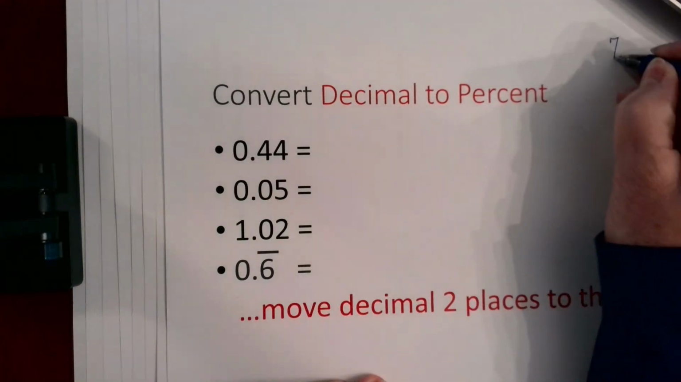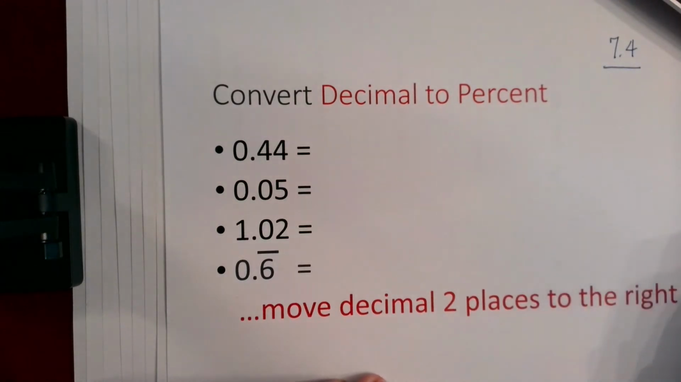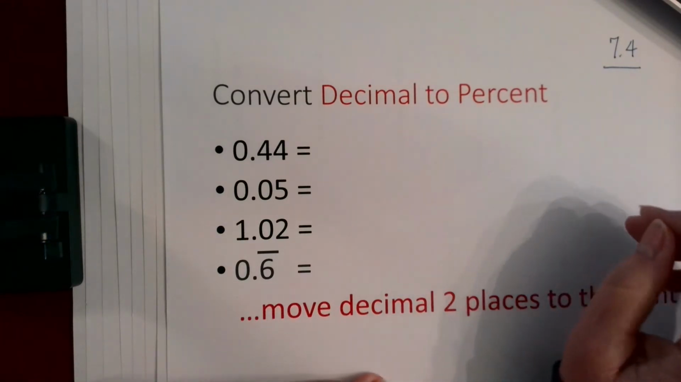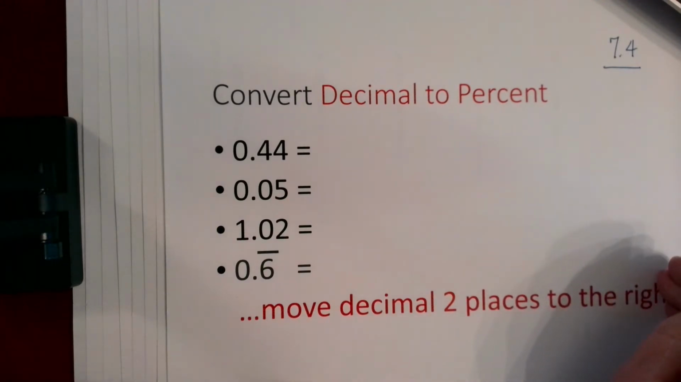This is part 1 of 7.4 section in MyLabs Plus, and 7.4 is all about percents. The second video I make will be about interest rates and mental estimation, and everything else will be in this video.